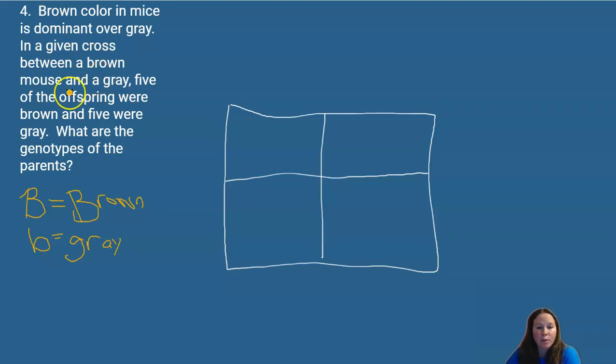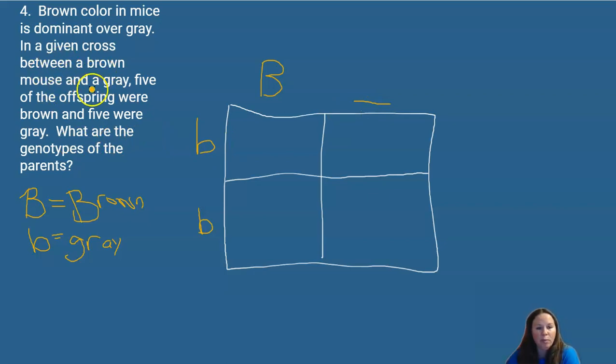In a given cross between a brown mouse and a gray mouse, well, I can fill that in. The gray mouse has got to be little b. That's the only way it can be gray. And then the brown mouse, I know there's at least one big B, but I'm going to read a little bit more to find out what the second letter is going to be. Because it's either going to be a big B or a little b. Let's see if the rest of the question can tell us what that will be.